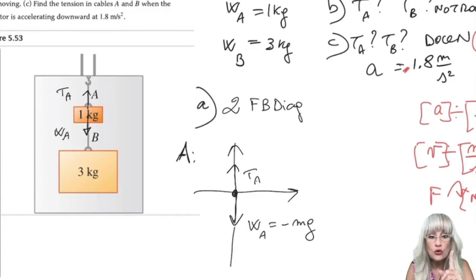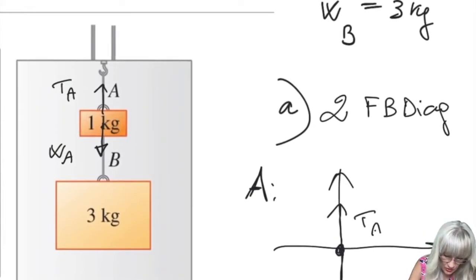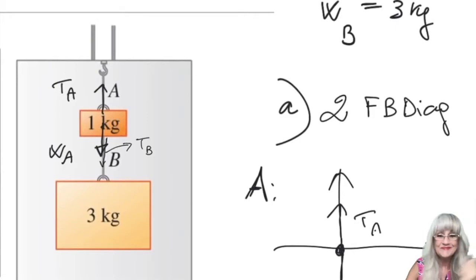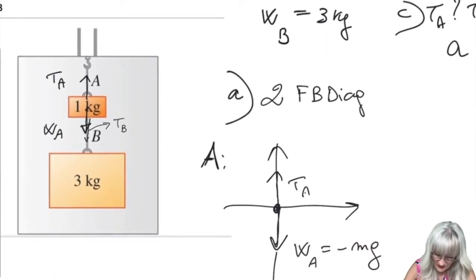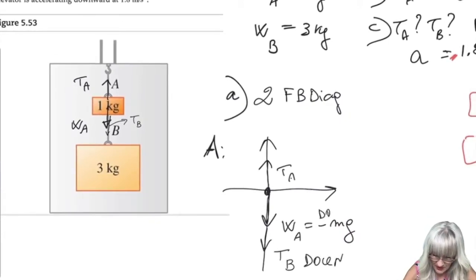Then there is also a cable B, right? Right there, cable B. So I have to add tension right there in cable B. So here it is, tension pointing downward, also negative, of cable B. So this is a down, this is a down.